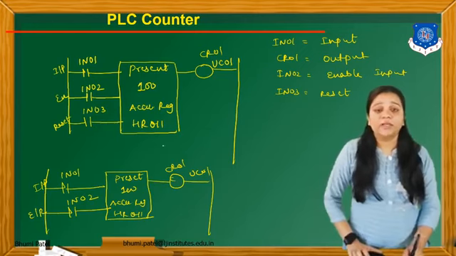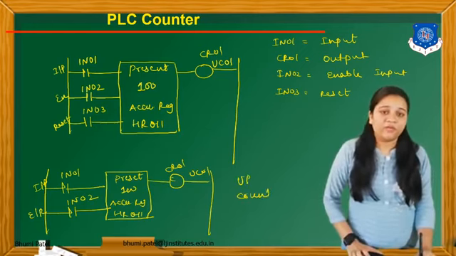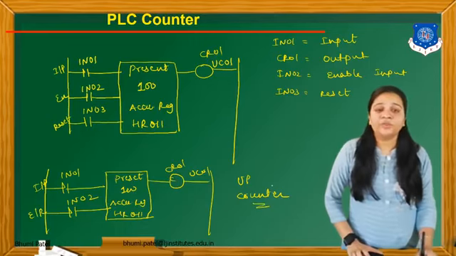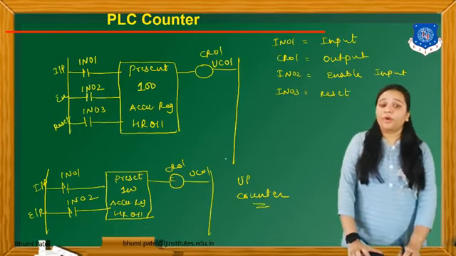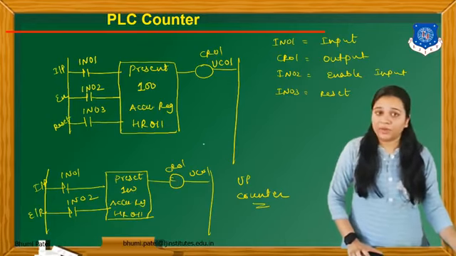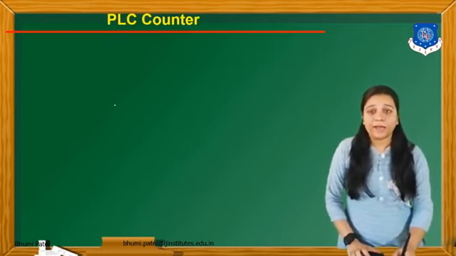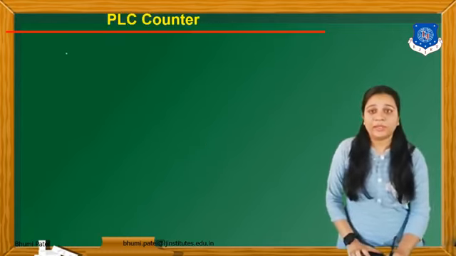So this is another block diagram of the up counter. Whenever we draw the program using the up counter, we can draw the program in this manner. So this is the format of the up counter. Clear? Now next, we can draw the diagram for the down counter using PLC programming.